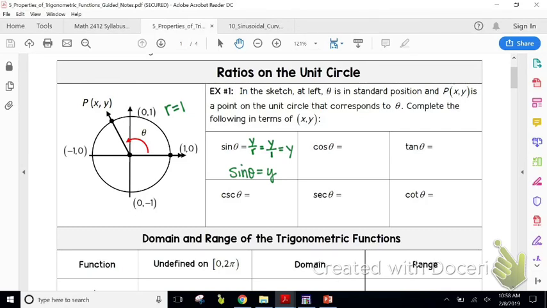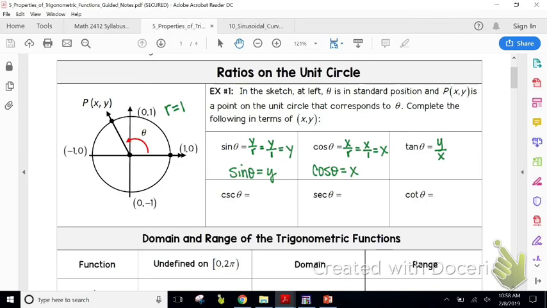Alright. Cosine is what in terms of x, y, and r? But we know that r is what number? And so what is x over 1? So if we're on our unit circle, cosine of theta is just our x value. And what about tangent of theta? y over x. Yeah, it's y over x. And it's not going to change on our unit circle because r is not involved. It's still going to be y over x.